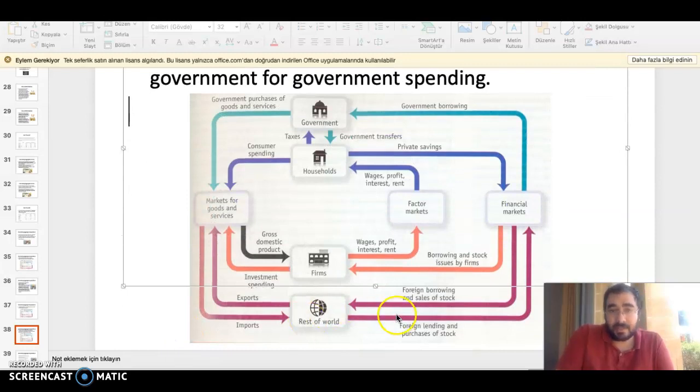Okay, yes. So households get consumer spending from the markets, government gets purchases, firms get investment, exports are bought, and imports are sold from the rest of the world. So this is how you get your expenditure method.